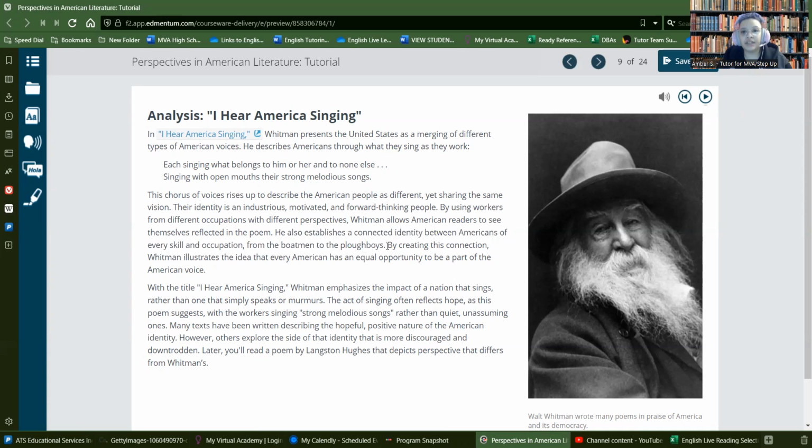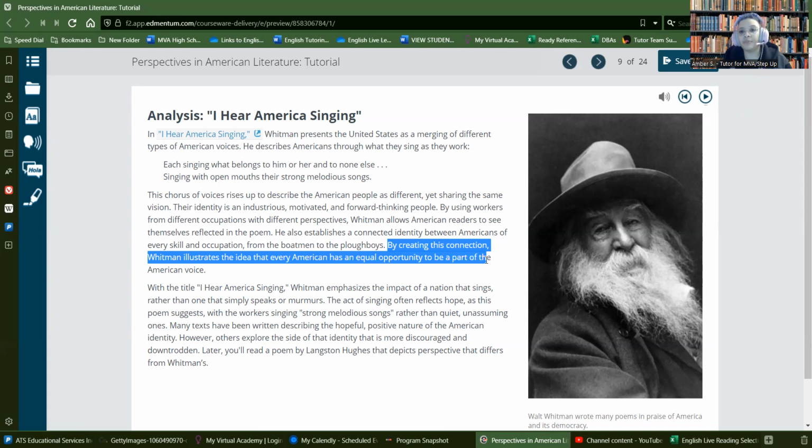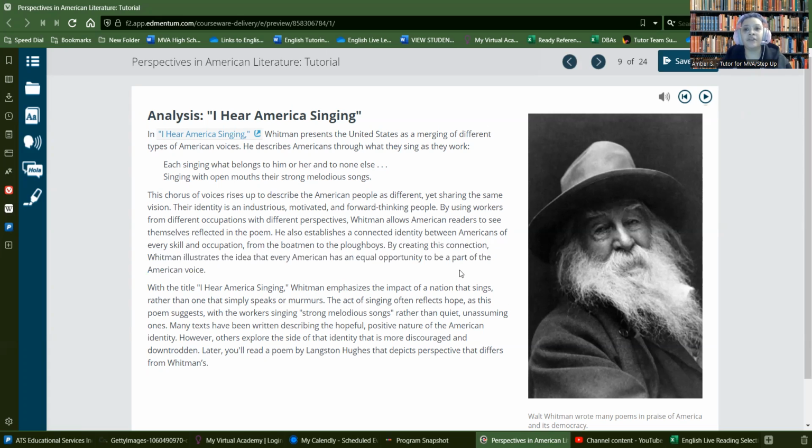So by making this connection, he illustrates or shows us the idea that every American has an equal opportunity to be part of the American voice. Like he even includes people that work out in the fields, which are usually jobs that are not considered to be professional, or at least at this time wasn't. He also includes the women and the work that they were well known for doing at this time. So basically, he wants to use this poem to bring people together. His vision of America is a vision where everyone contributes and everything that everyone does is important. It's a very wholesome type of poem.